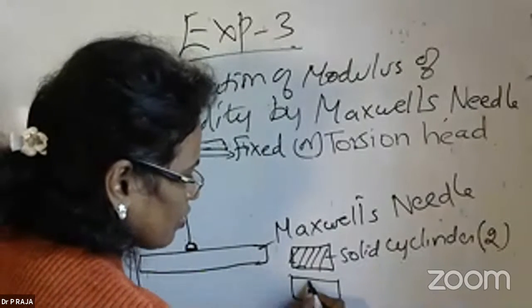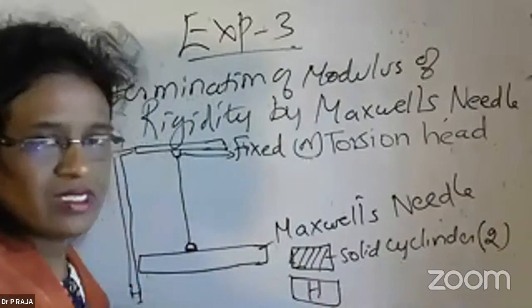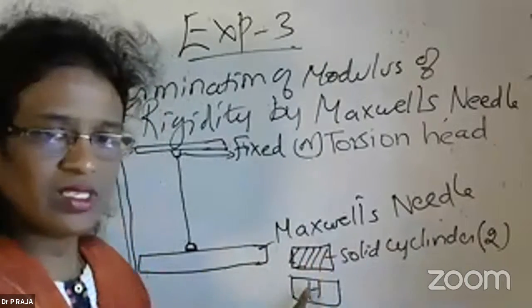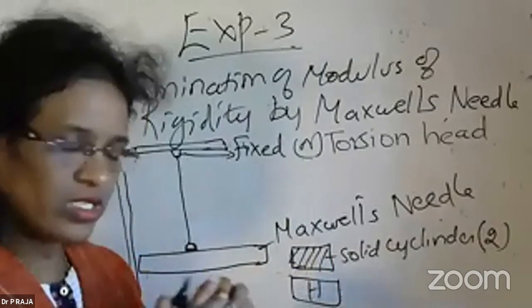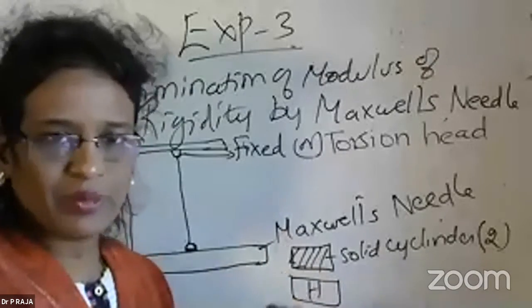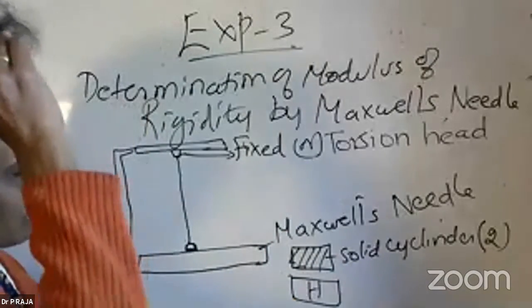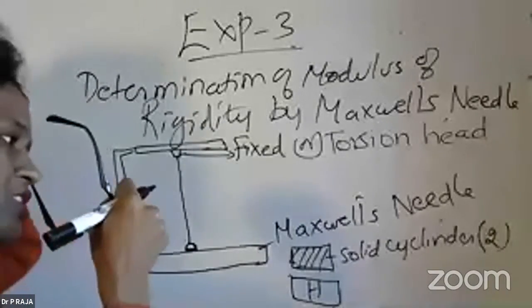And one will be a hollow cylinder, meaning an empty cylinder. It is a very lightweight one. There will not be anything in it. But the solid one is fully a metallic piece inside also. So in this experiment, what you will do is put the solid cylinders.